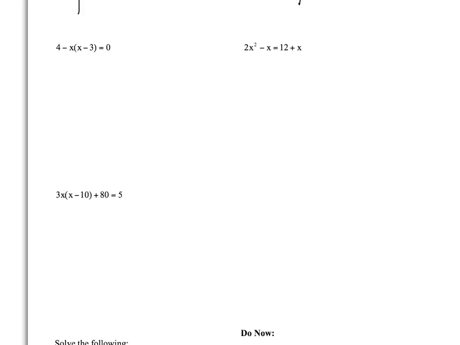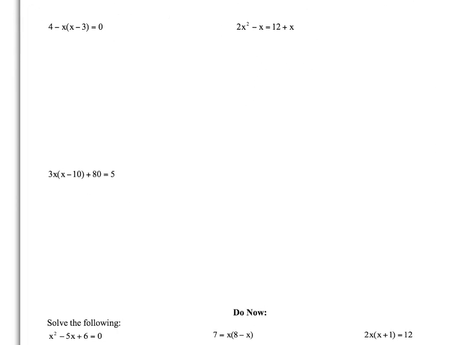Now those first two weren't too bad because they're already in standard form. These next three are not in standard form yet, so we have to force them to be in standard form, and then we will do the same thing we did before. For this first one, the first thing I'm going to do is distribute that x into both pieces. So we'll get 4 minus x squared plus negative x times negative 3 is a positive 3x equals 0.